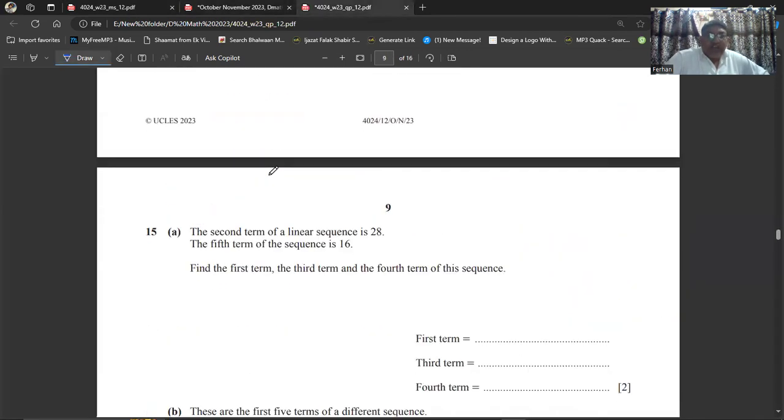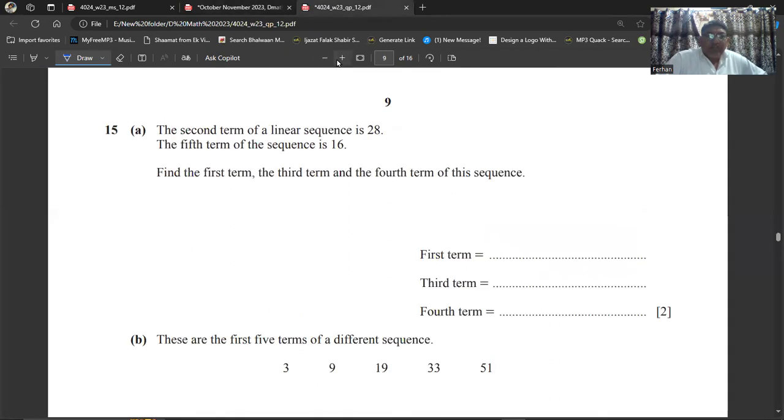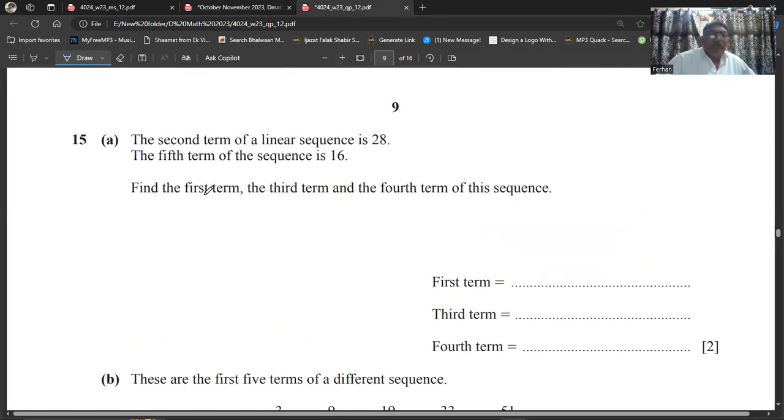Okay, so we are going to the next question, that is coming up on your screen, question number 15. Two marks are for the A part. It says the second term of a linear sequence is 28. The fifth term of the sequence is 16. Find the first term, the third term, and the fourth term of this sequence.